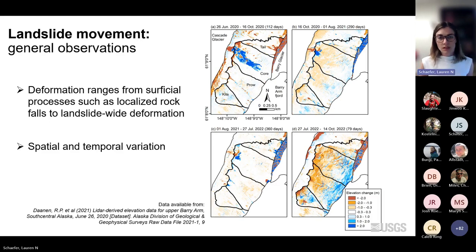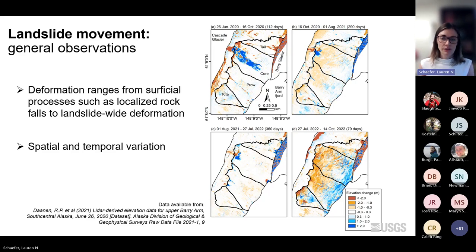Okay, so now moving into general observations, we can use LiDAR elevation change maps to talk about this. Again, frequently but variably active, deformation ranges from superficial processes to landslide-wide deformation, and there is a spatial and temporal variation component as well. These are showing elevation change, where red colors are loss of elevation and blue are a gain. In this upper left panel, we are stepping in time from 2020 through 2022, different epochs. Here we can see a very large rock avalanche event where the source area is in red and the deposit is in blue, coming right down through the core. This was a 650,000 cubic meter rock avalanche.